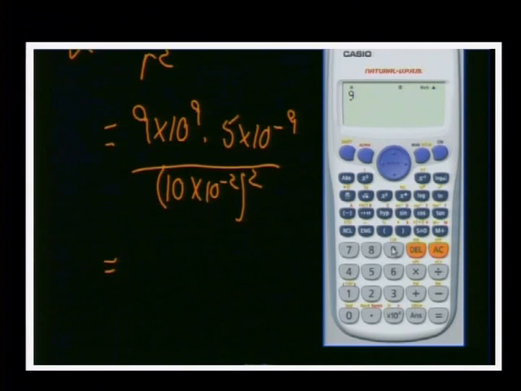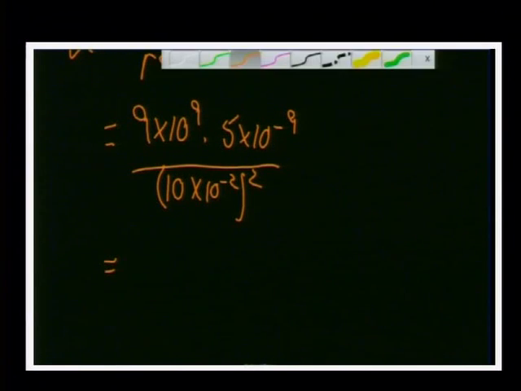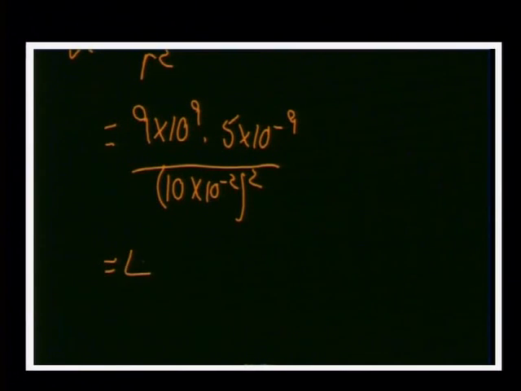We're going to go 9 exponent 9 times 5 exponent negative 9 divided by, now 10 times 10 to the minus 2, so that's what we need. I put it in brackets, 10 times 10 to the minus 2, close brackets, and square it, and we get the answer of 4,500. 4,500 newton per coulomb. That's the electric field strength.